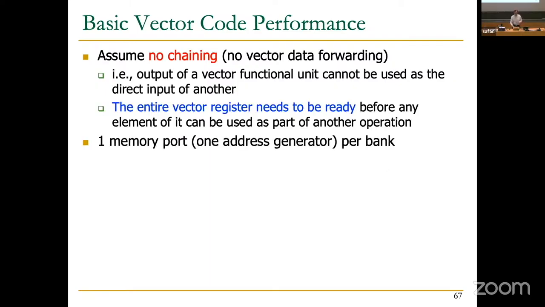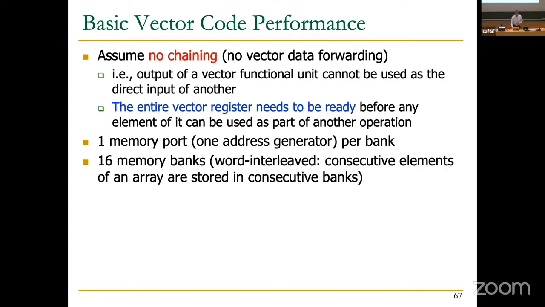And we're also going to assume 1 memory port, 1 address generator per bank. This is a good assumption in general, but we're going to fix that. We're going to add more to this later on. And we're going to assume 16 memory banks. In this case, it's word interleaved, meaning consecutive elements of an array are stored in consecutive banks.